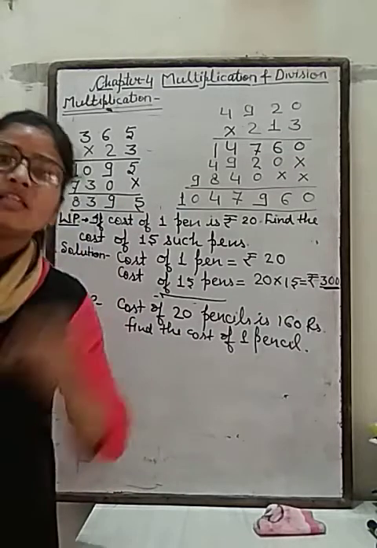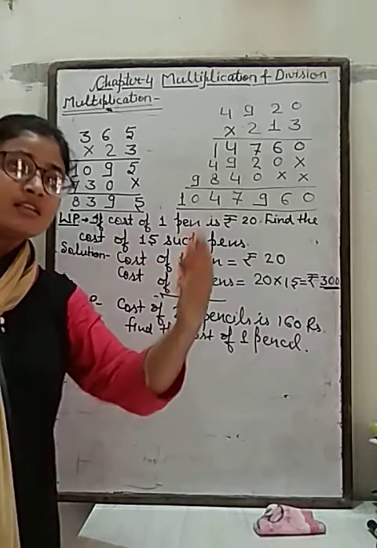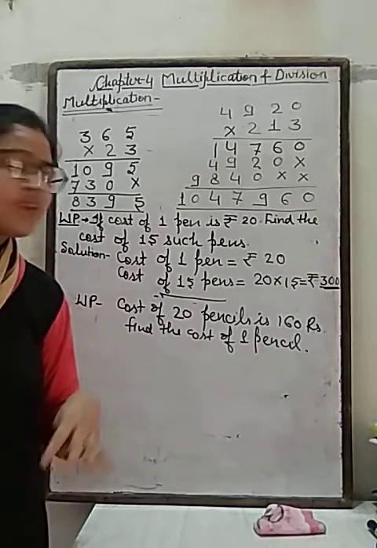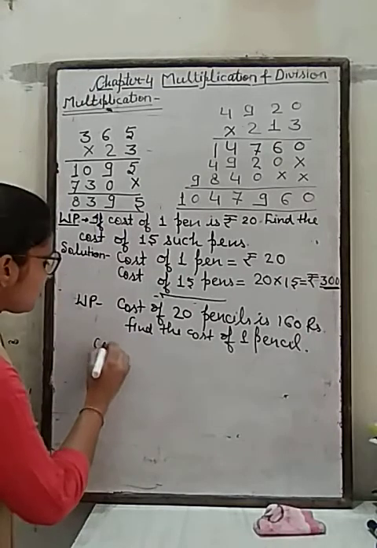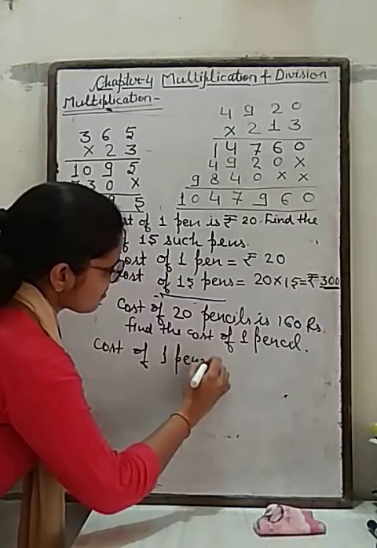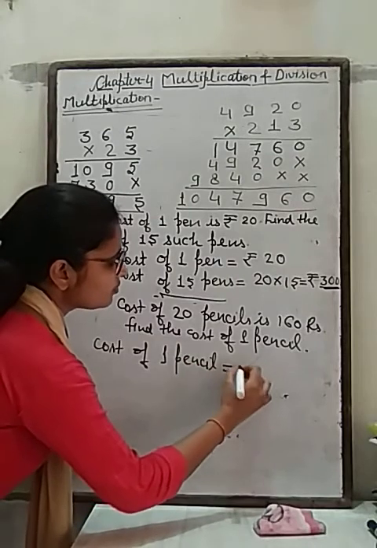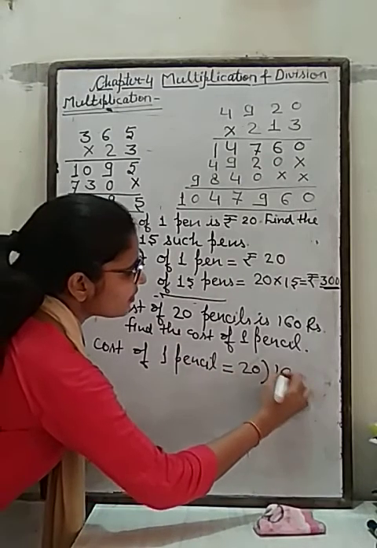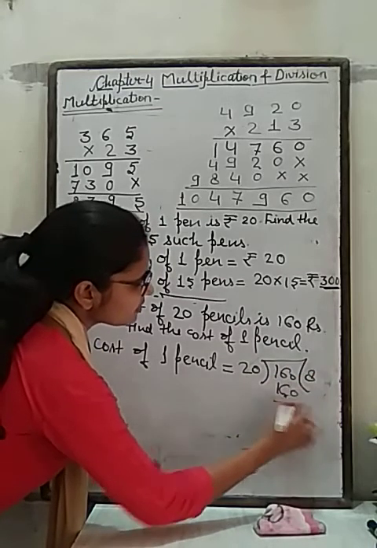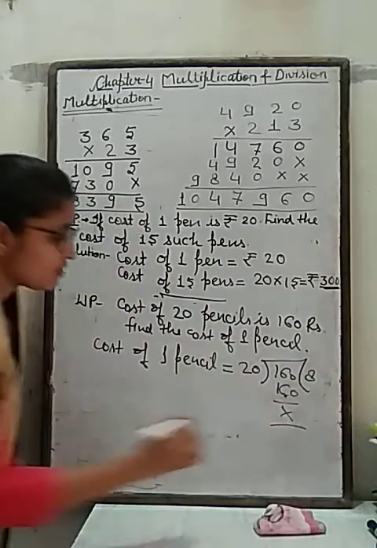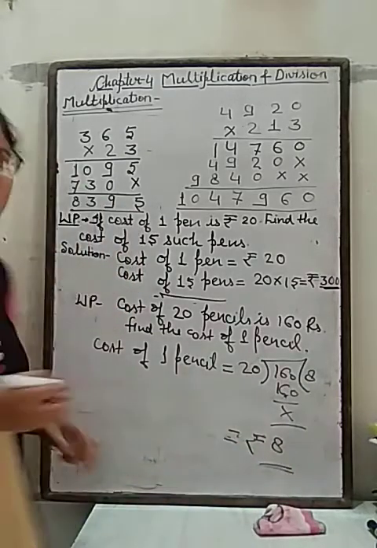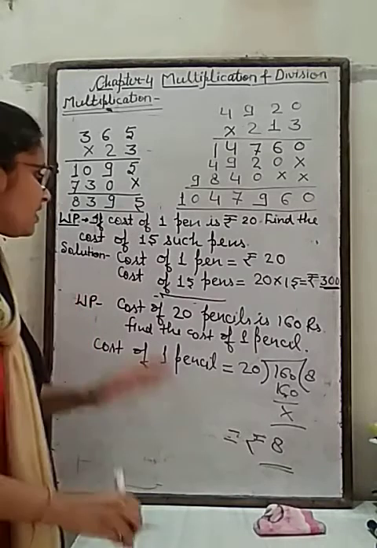It means ज़्यादा का देके कम का पूछा है. जब भी ज़्यादा का देके कम का पूछा जाए, we will divide, just the opposite of multiplication. So the cost of one pencil is equal to 160 divided by 20. 20 into 8 is 160. It means the cost of one pencil is rupees 8. This is a word problem based on division.